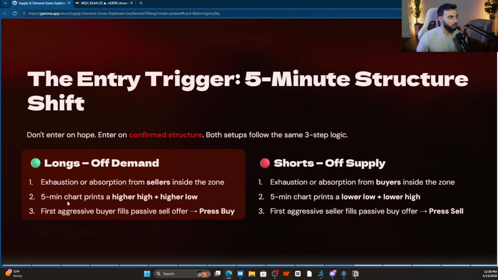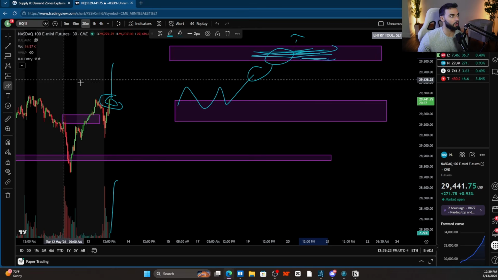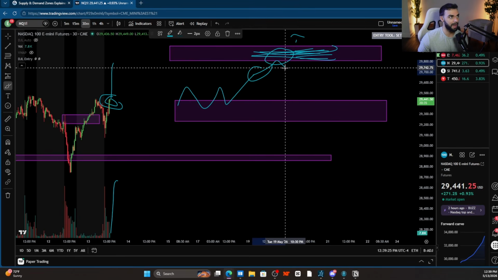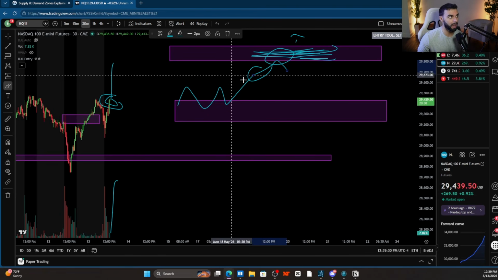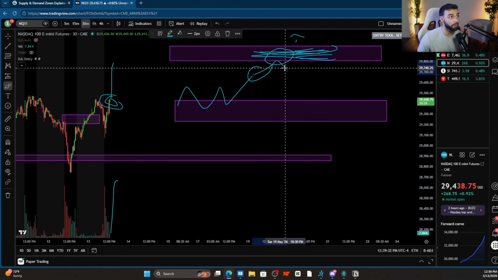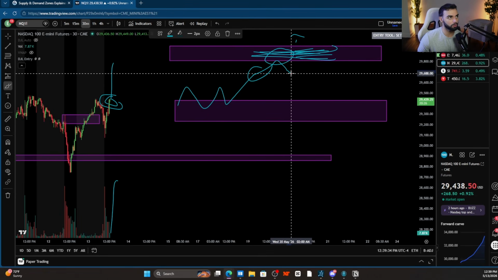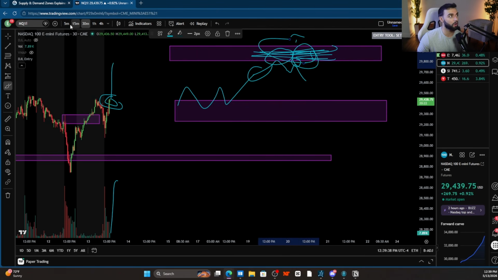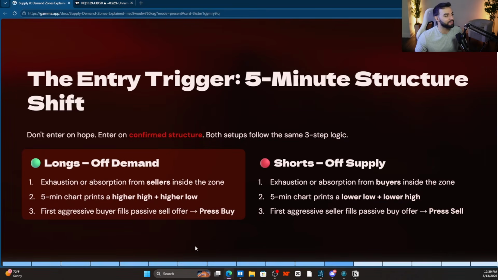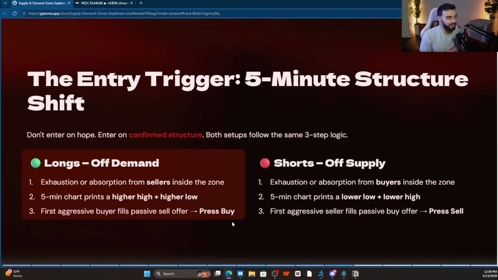Three-step logic: longs off demand. Exhaustion or absorption from sellers inside the zone. The 5-minute chart prints a higher high and a higher low. After I see all this, I'm waiting for this to happen. For longs it will be the opposite, but I'll give you an example for shorts since we already have this drawn out. I'll wait for a new lower low and a new lower high, and then get in off that lower high, after I see all this crazy mess in there, my drawing absolutely sucks. Once we see that, I then wait for an aggressive order to take place. It's the same thing, but backwards for longs and shorts.